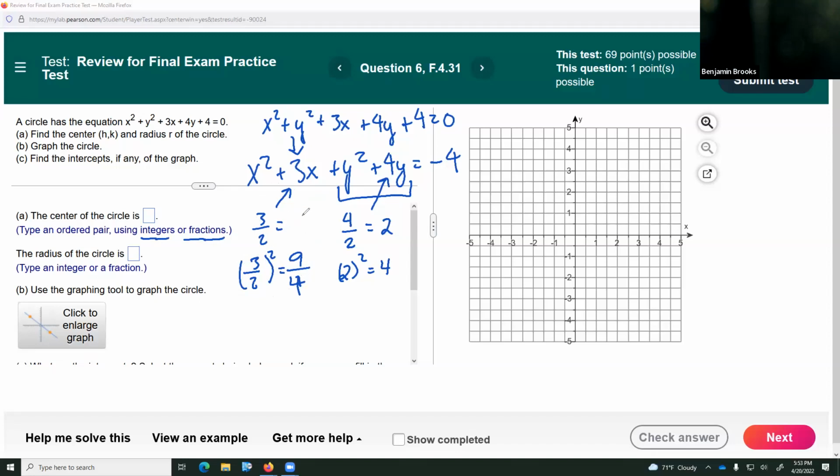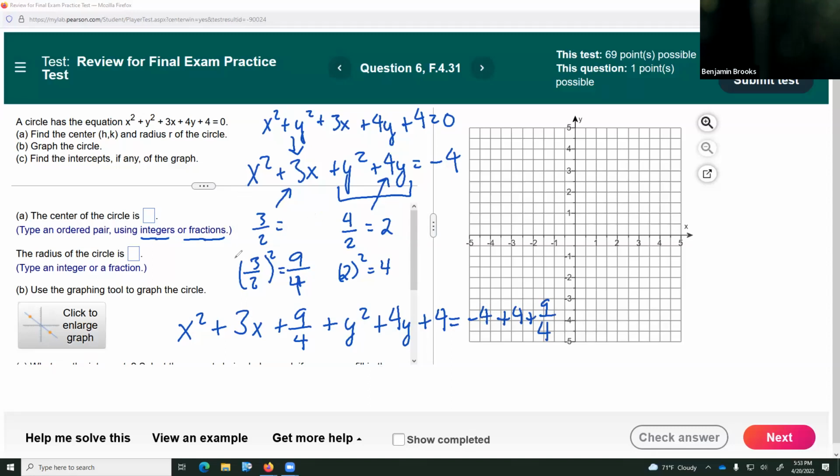So now we're going to add to both sides. We're going to have x squared plus 3x plus 9/4 plus y squared plus 4y plus 4 equals -4. But now on the end of this -4, we need to add these two values. Remember, we've got to balance it out. So +4 and plus 9/4. Because whatever we add to one side of the equation, we have to add to the other side. Everybody follow me so far?